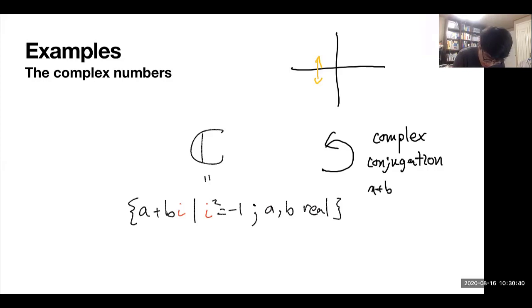It sends a plus bi to a minus bi. And that's a symmetry transformation you can consider on this algebraic set. Although that might look slightly different from our previous geometric examples, that's really not any different, okay?